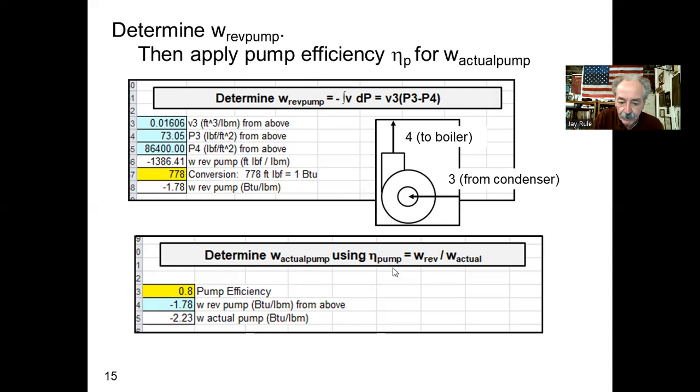And so the pump efficiency is given by W reversible over W actual, the smaller number divided by a bigger number. There's the reversible work of the pump we calculated, pump efficiency 80%. So we're just going to scale it up. 1.78 divided by 0.8 is negative 2.23 BTUs per pound, the actual pump work required, W dot over M dot.